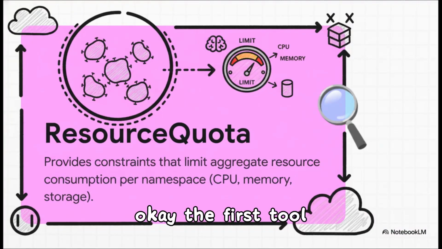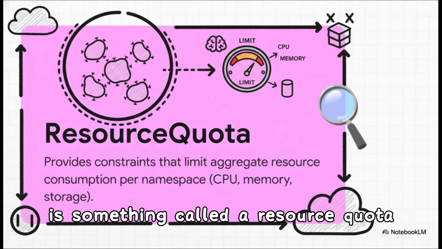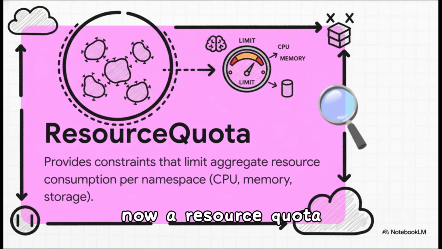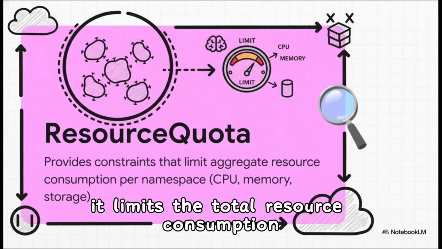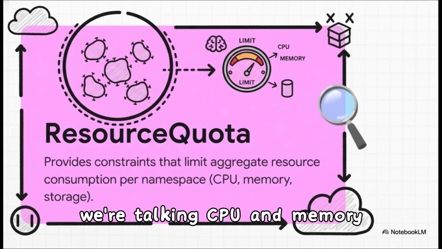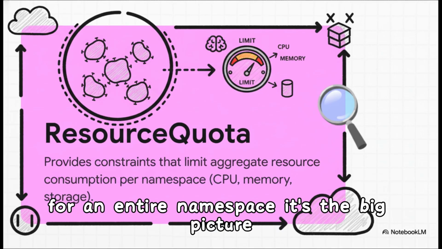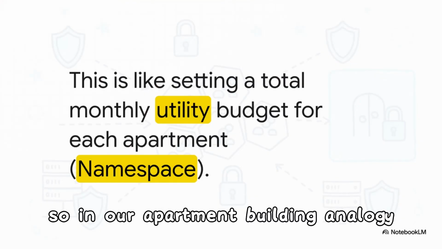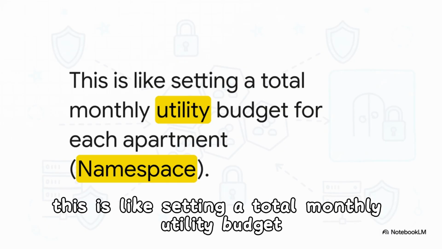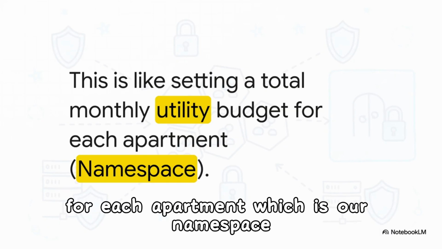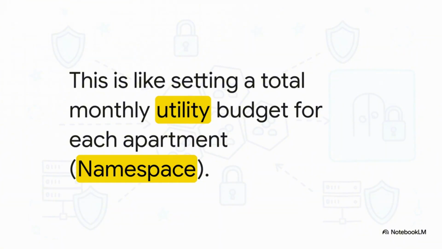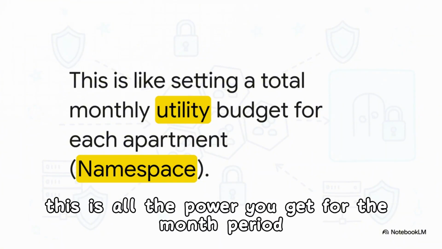Okay, the first tool Kubernetes hands us for this is something called a resource quota. Now, a resource quota limits the total resource consumption. We're talking CPU and memory for an entire namespace. It's the big picture. So, in our apartment building analogy, this is like setting a total monthly utility budget for each apartment, which is our namespace. You're basically saying, hey, this is all the power you get for the month, period.